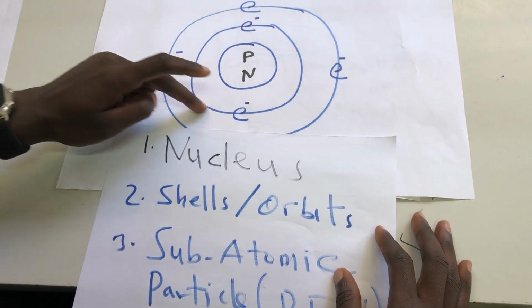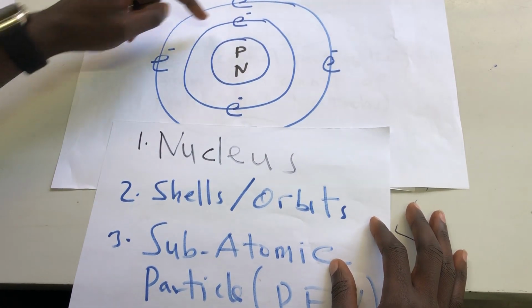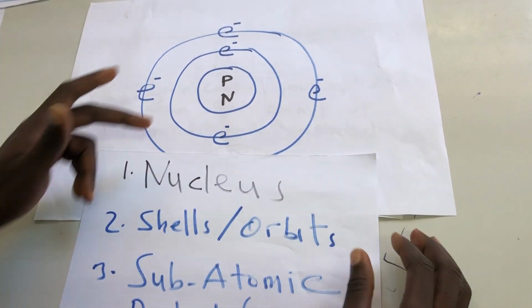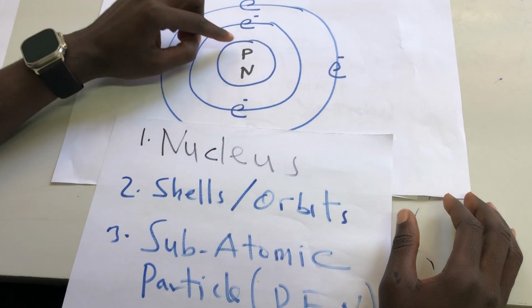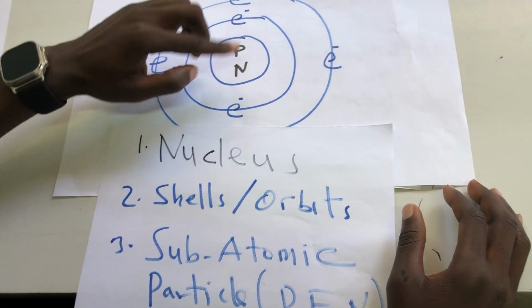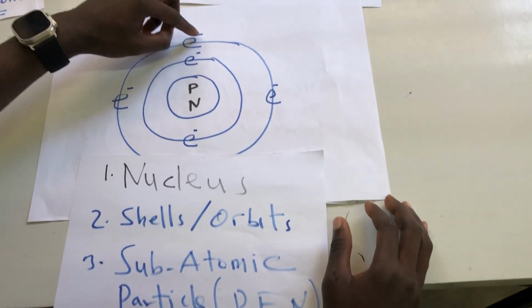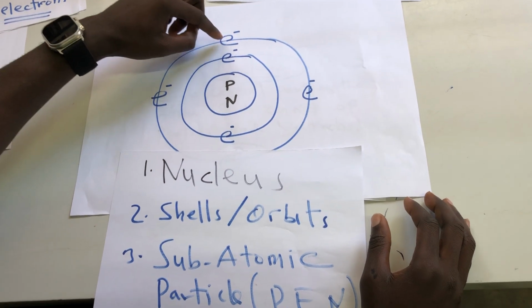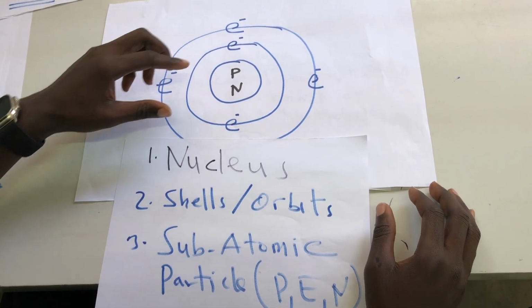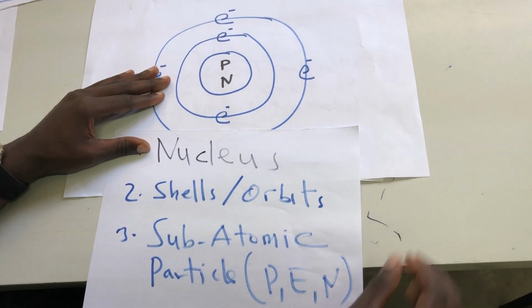So shell, it is a circular path which is taken by electrons to revolve around the nucleus. So kwenye kazi ya hizi electrons ni kuweza kuizunguka hii nucleus, lakini zinaizunguka kwa kutumia hizi special way ambazo tunaziita shells.